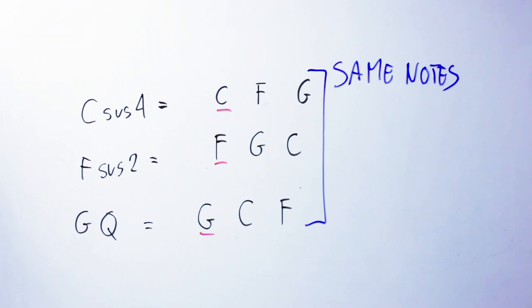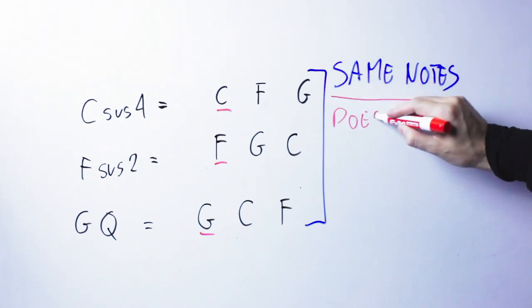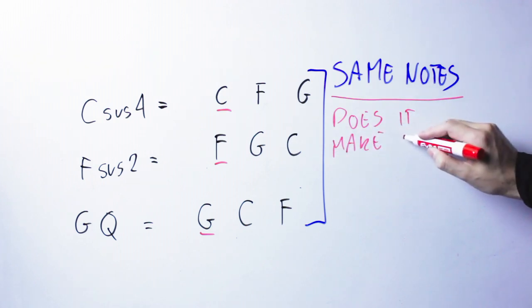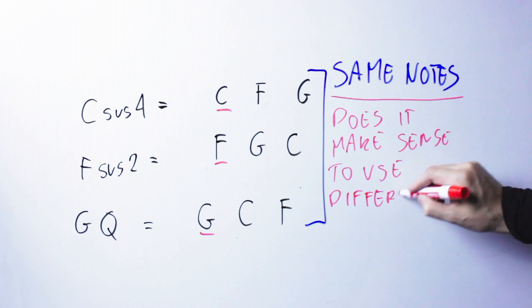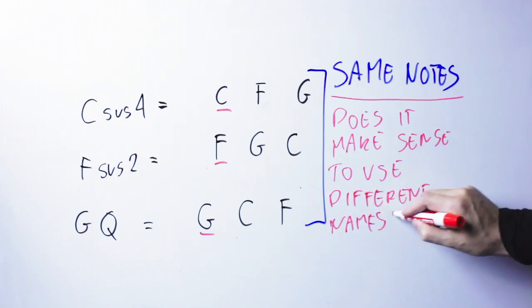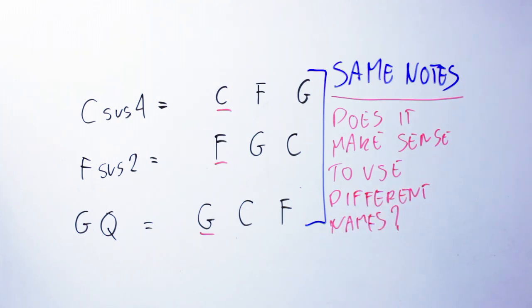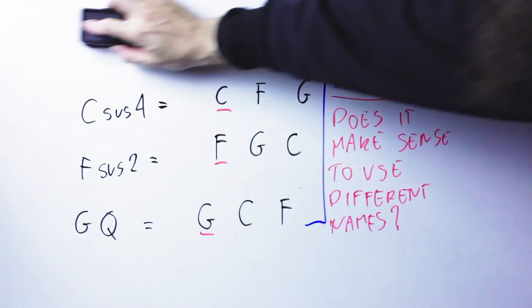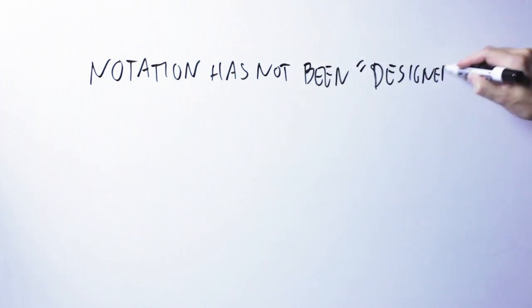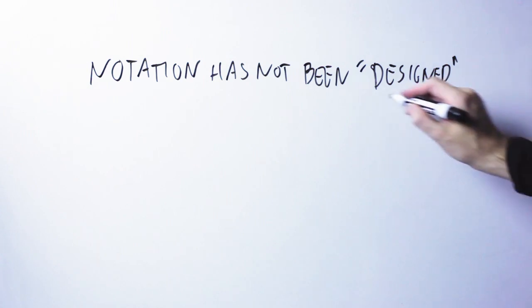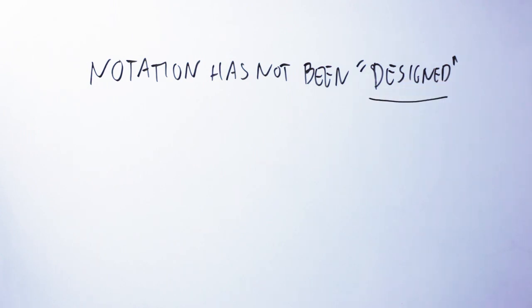Now, the question that you could have is, does it make sense to give those three chords three different names when they are in fact the same chord, the same thing, because they have the same notes? Well, yes, there is a sense. But first of all, you have to remember that the chord notation has not been designed by people. We didn't sit down with a big committee of musicians all over the world and say, okay, let's design a chord notation that works.